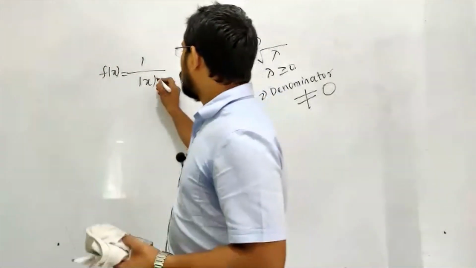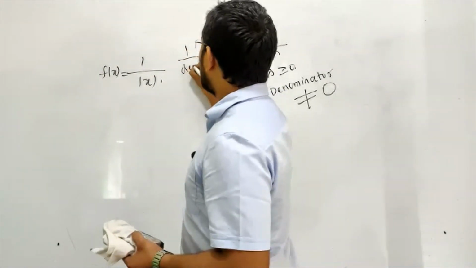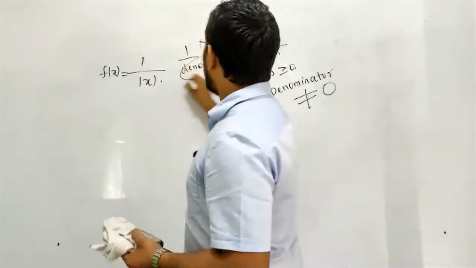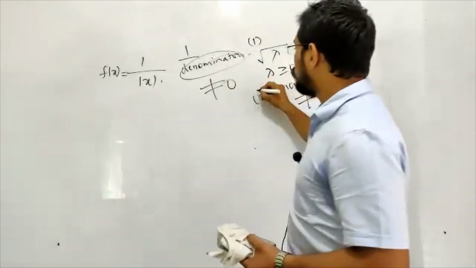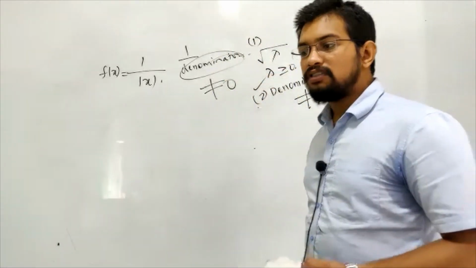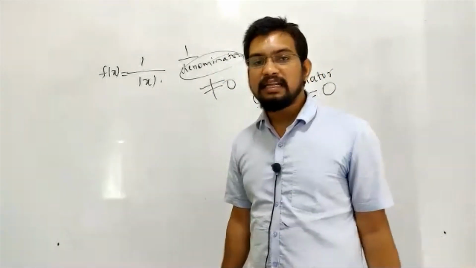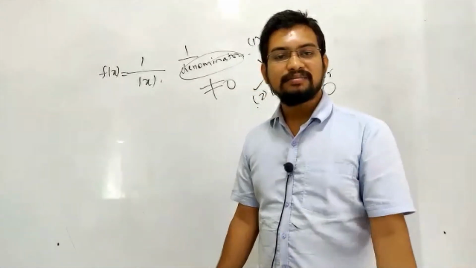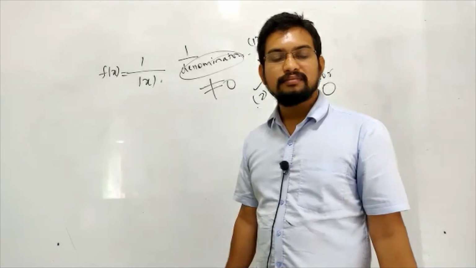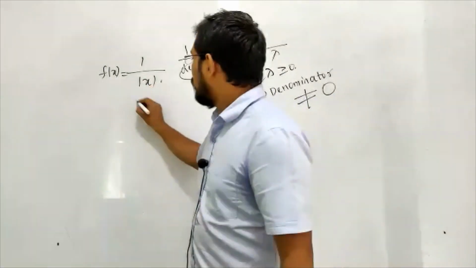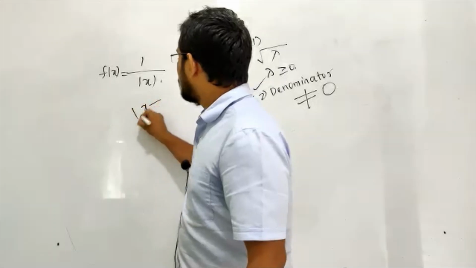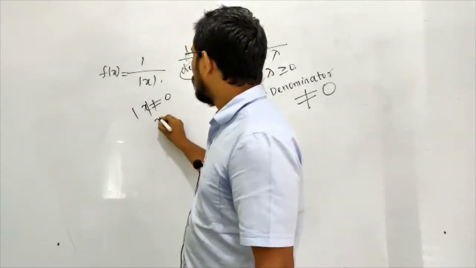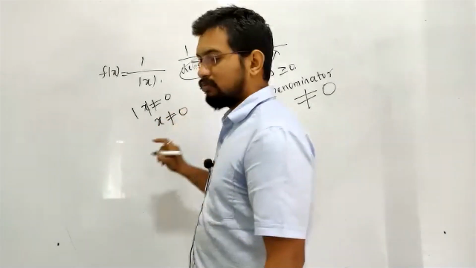Domain of this one. This is only 1 by a denominator, and the denominator cannot be equal to 0. You use this rule: the denominator should not be equal to 0. If you put the denominator as 0, it becomes a meaningless statement. So the answer will be mod x is not equal to 0, so x is not equal to 0.